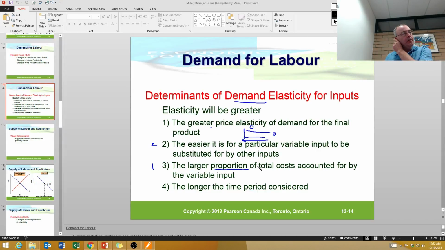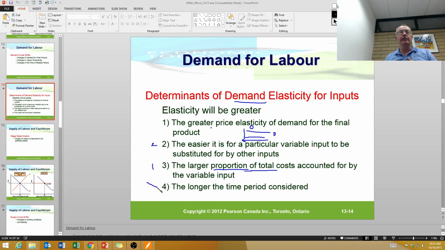Okay, third factor is the portion of total costs that the input occupies. So if the input constitutes a large portion of total costs, then a large price increase in that input will significantly reduce the firm's demand for that input, because they're going to want to shift from that input to another input. But if the portion of total cost of a particular input is small, then even if there are large price increases for that input, the firm probably won't substitute out of it very much, because it's not going to affect the total cost very much.